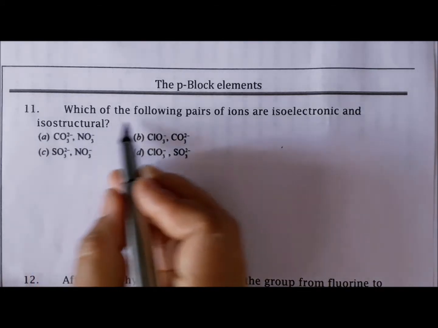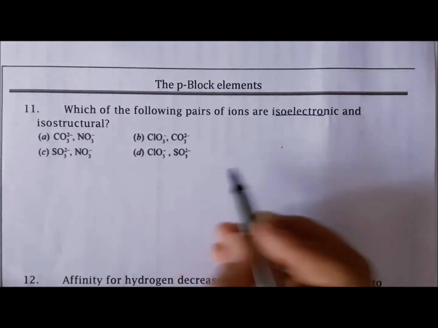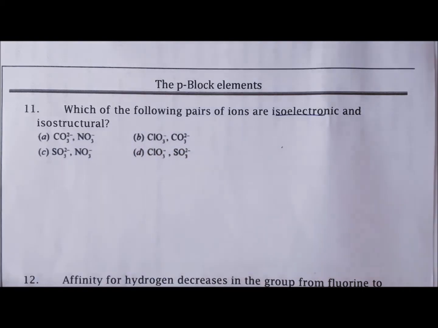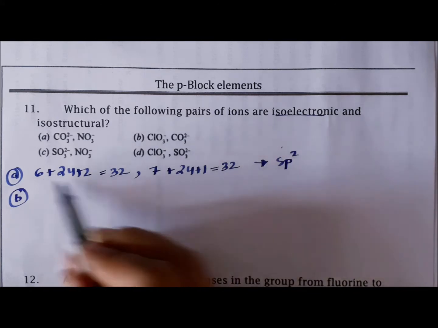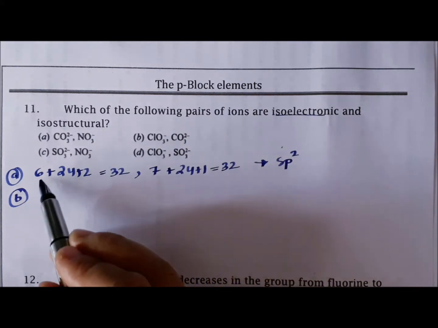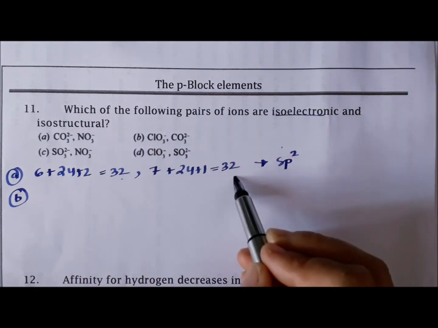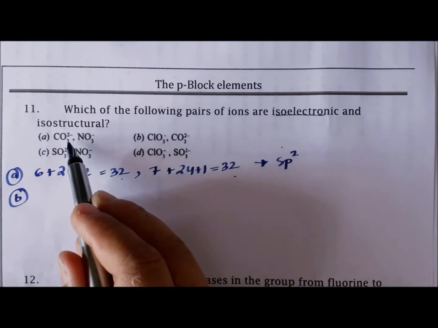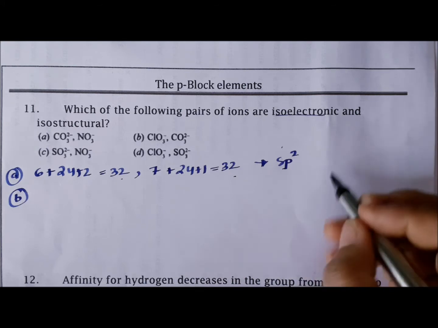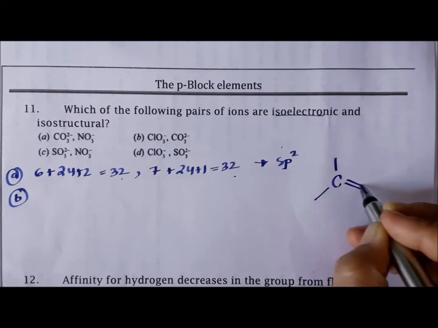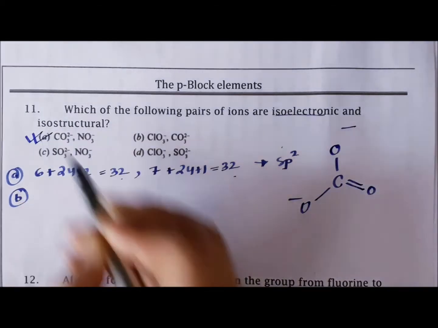Now next question: which of the following pairs of ions are isoelectronic and isostructural, so having the same number of electrons and the same structure? CO3 2-. To check the number of electrons, add the atomic number with the charge also. So 6 plus 24, plus negative means you have to add 2 electrons, so 32, 32. And if you check the hybridization state, both will have sp2 hybridization, so both will have the same structure. So option A is the correct answer.